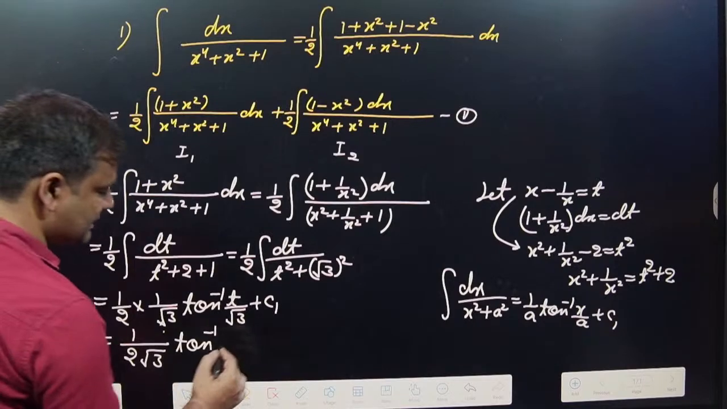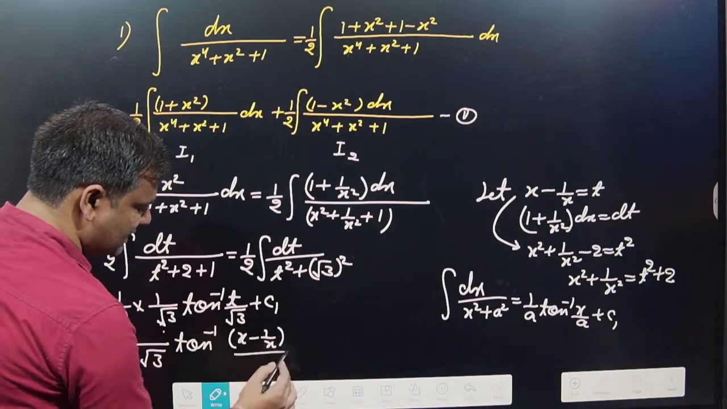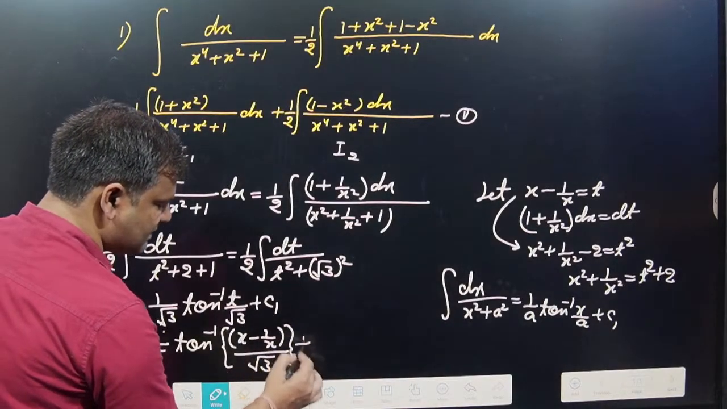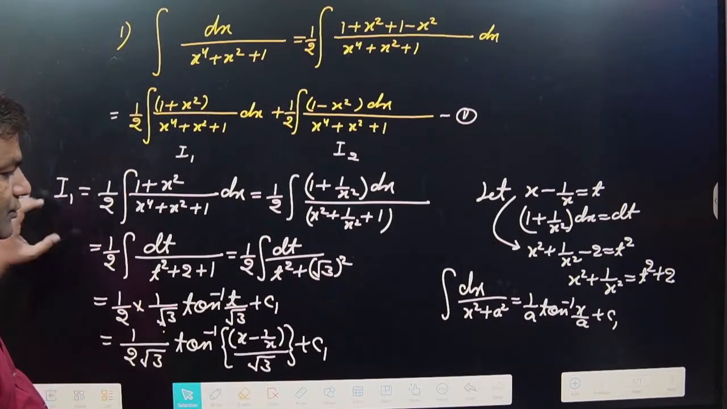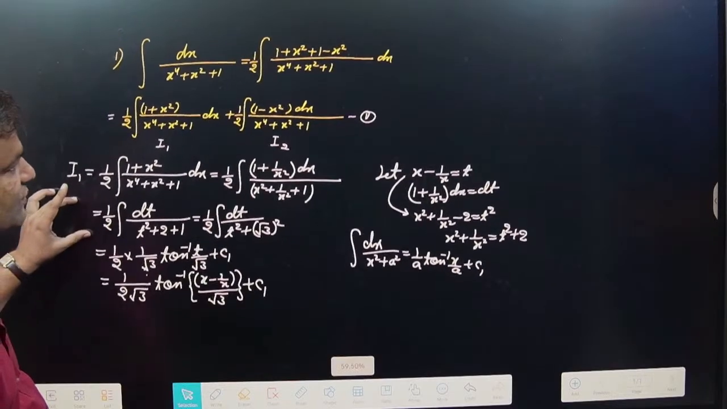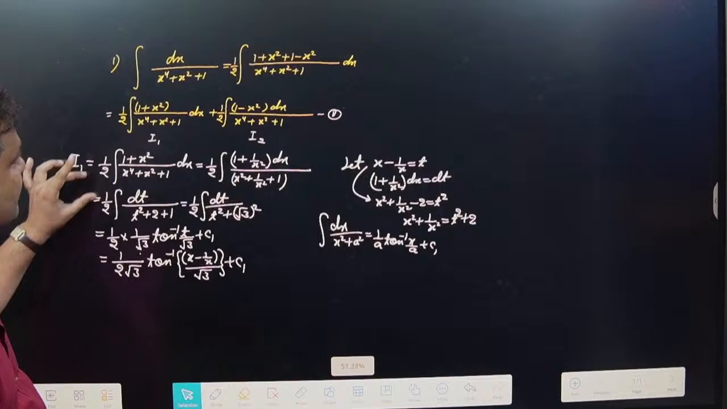Now, 2 root 3 into tan inverse t, where t is basically x minus 1 upon x. So you can say tan inverse of x minus 1 upon x by root 3 plus c1. Okay, now after that we have to focus on I2. This one is I1, so we focus on the next one. How can we find I2? Look here very carefully.